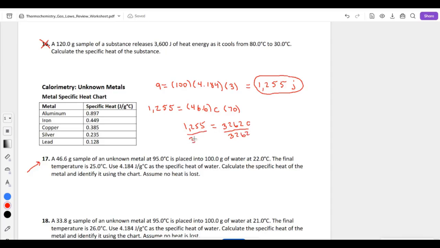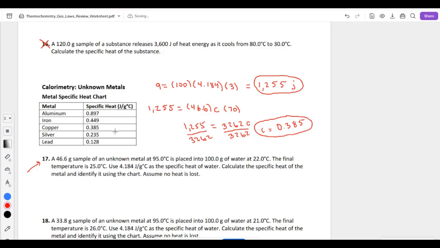1,255 divided by 3,262. When I do that, C is going to equal what? 1,255 divided by 3,262 equals 0.385. So that's what I calculated as the specific heat of the metal that was placed in the water.